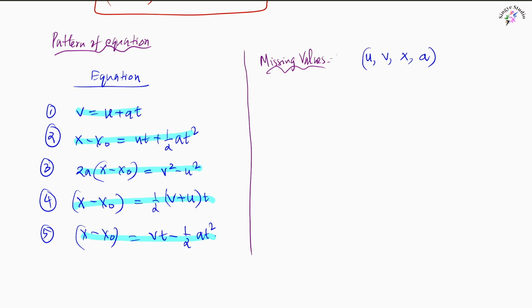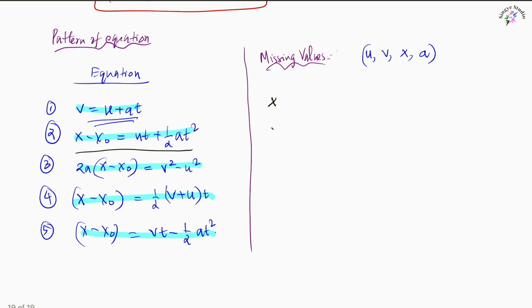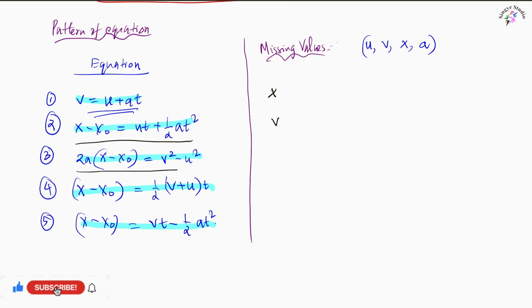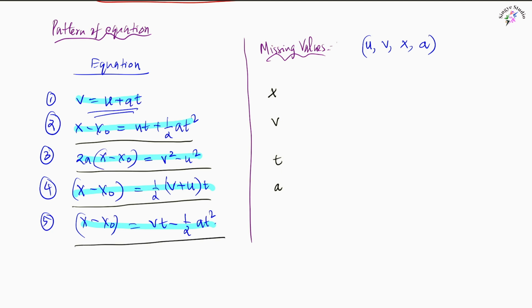Okay, so if you see this equation, you will see that the missing value is the particle position, x. And if you see this, you can see that the missing value is v, the final velocity. And if you see this, the missing value is t, the time. And if you see this, the missing value is a, there is no acceleration. And if you see this, the missing value is u.